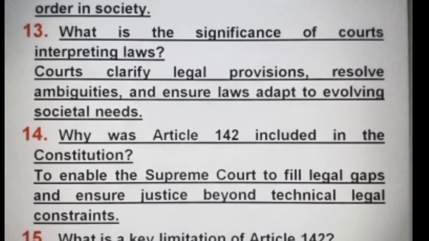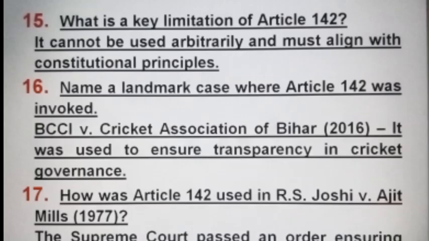Why was Article 142 included in the Constitution? To ensure the Supreme Court can fill legal gaps and ensure justice beyond the technical legal constraints. What is the key limitation of Article 142? Article 142 cannot be used arbitrarily and must align with constitutional principles.